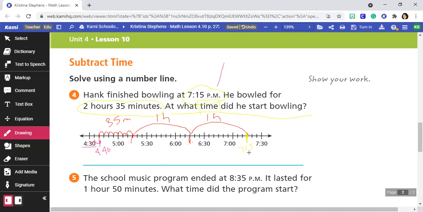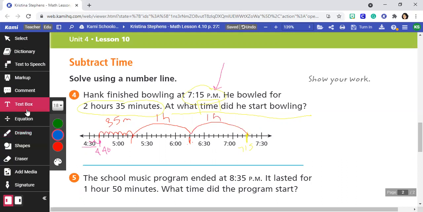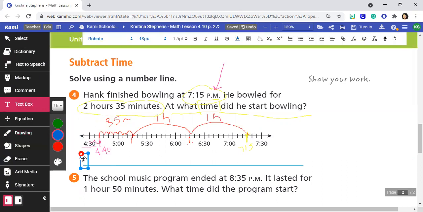And my label is PM. So to answer this question here, at what time did he start bowling? He started bowling at 4:40 p.m.